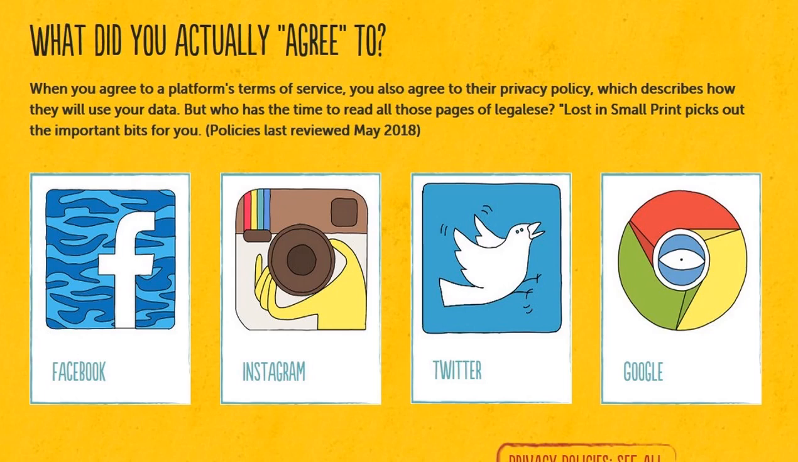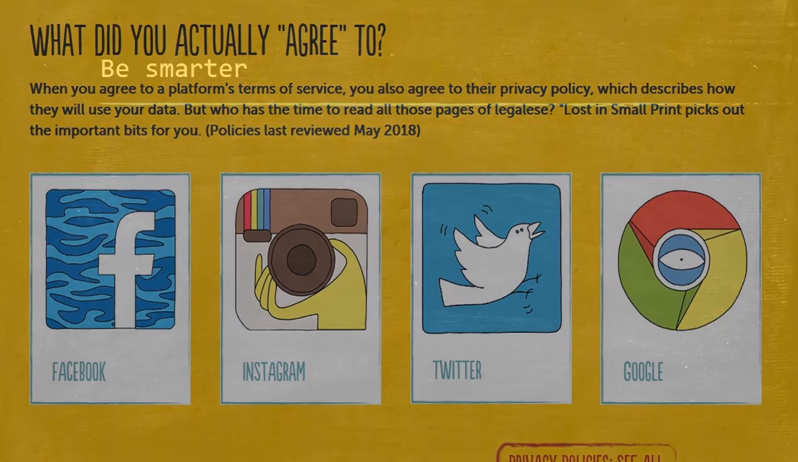So on this website, myshadow.org, you can find the most important things from these four platforms. So "Lost in Small Print" picks out the most important bits for you. But this was last reviewed in May 2018. So just something to check out if you're interested in just how much of your information is going to these guys.